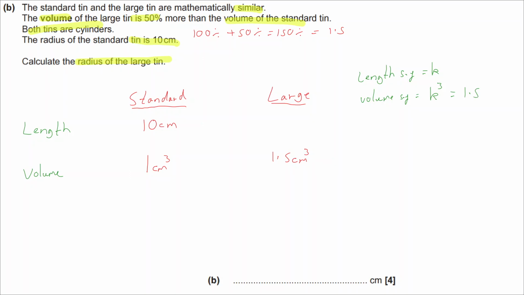That must mean that to get your length scale factor K, that must be equal to the cube root of 1.5. We're trying to get the radius of the large tin, and a radius is a length, so you want to get this one up here. Because these are lengths, you cannot times by your volume scale factor. You've got to times by your length scale factor to get from your standard tin up to your large tin radius, which is your length.